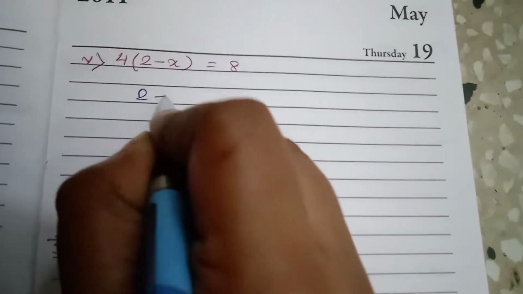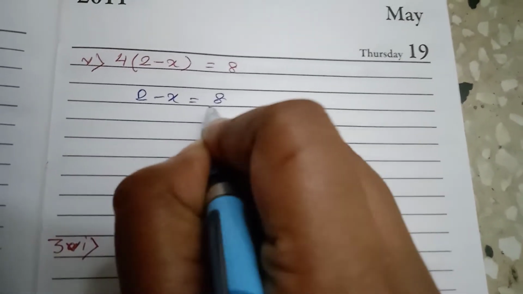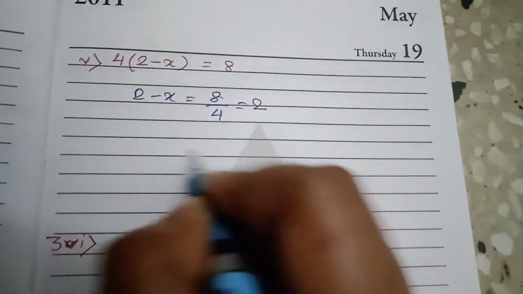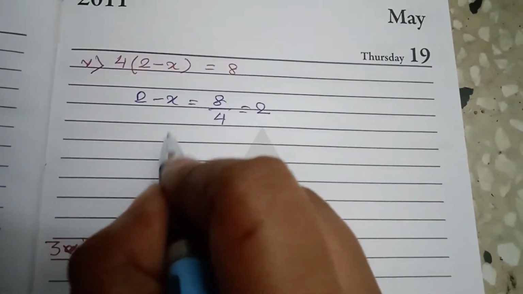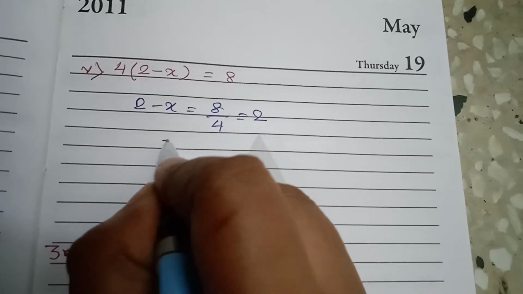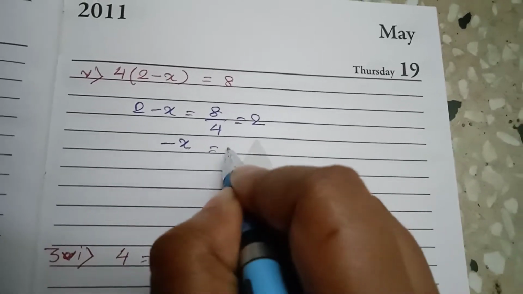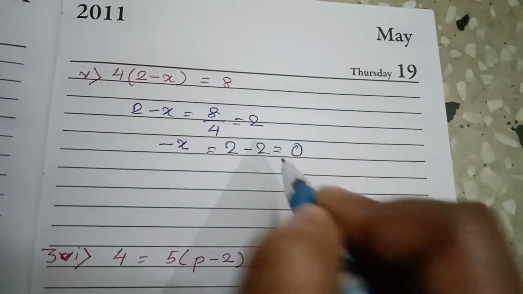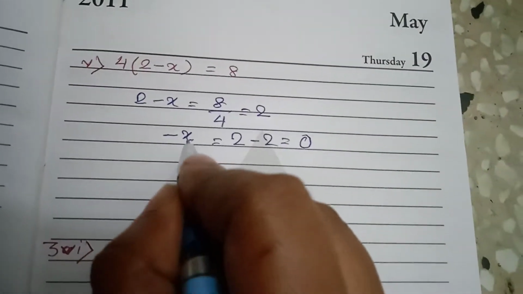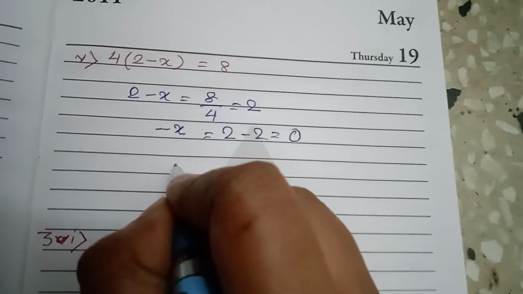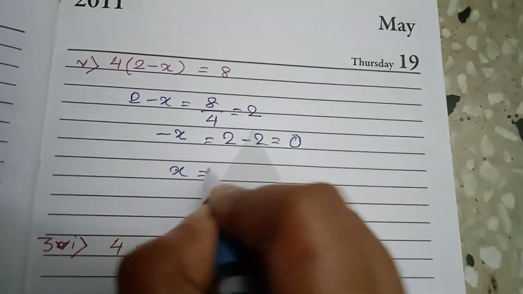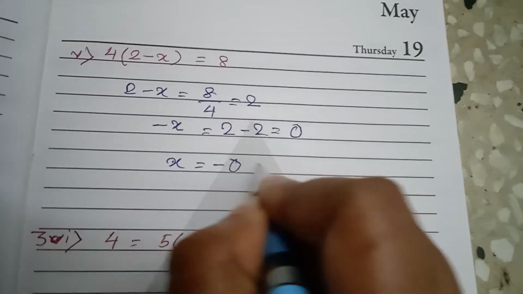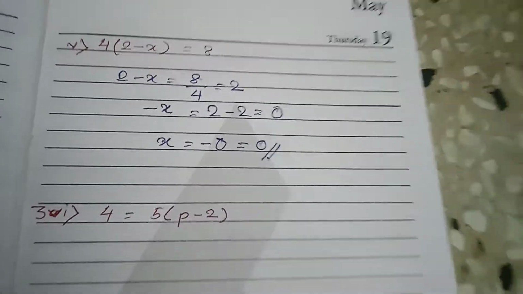Same way here, 2 minus x is equal to 8 by 4, which is equal to 2. So I can bring 2 to the other side. I will have minus x is equal to 2 minus 2, which is equal to 0. So I am multiplying both sides by minus 1. So x will be minus of 0, which is equal to 0. Minus of 0 is 0 only.